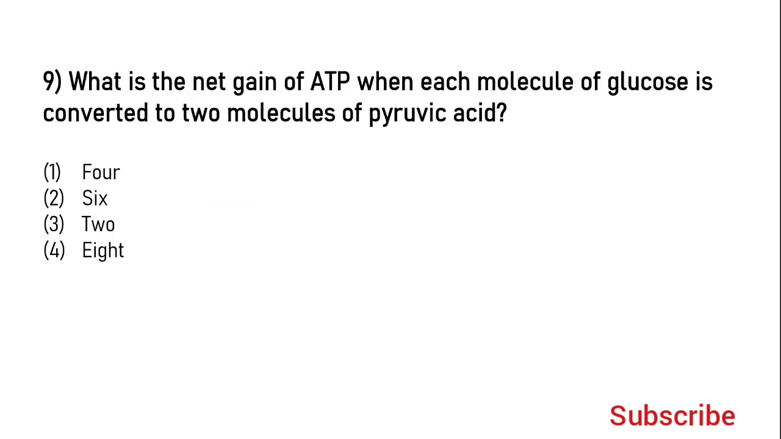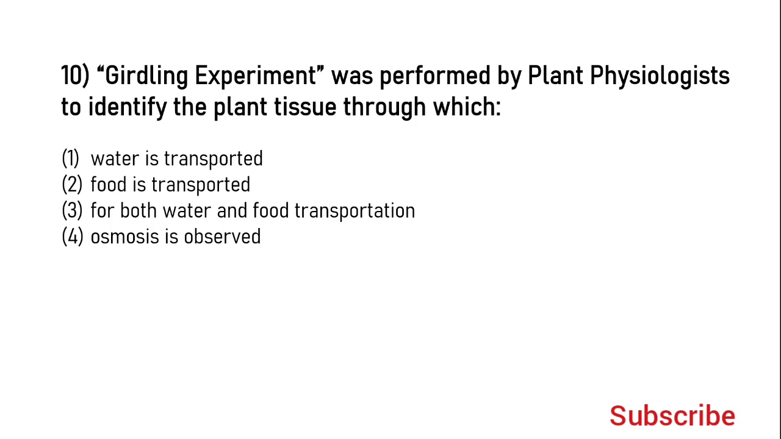Your ninth question. What is the net gain of ATP when each molecule of glucose is converted to two molecules of pyruvic acid? Your options are 4, 6, 2, or 8. As we all know, during glycolysis, a total of 4 ATPs are produced from one glucose molecule, with a net gain of 2 ATPs. So your correct answer will be option 3, that is 2 ATPs. Let's move on to the next question, which is your last question.